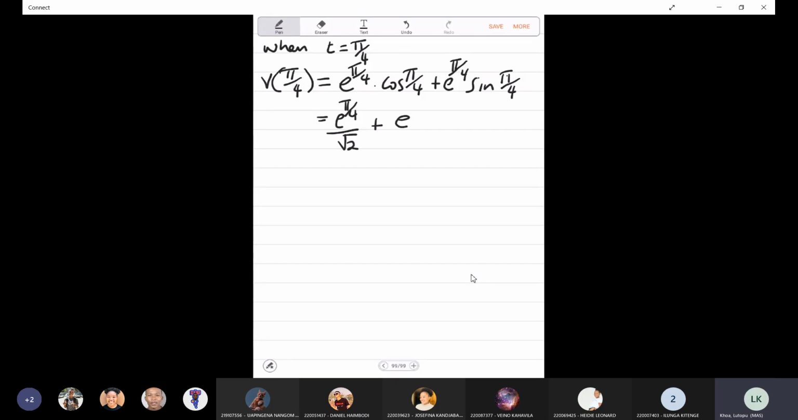plus e to the power of pi over 4 over the square root of 2, and this is 2 e to the power of pi over 4 over the square root of 2, which is just square root of 2 e to the power of pi over 4. So we want this answer to two significant figures. So what does the question say? It says two significant figures. So this is 3.1 radians per second. That's in 2.